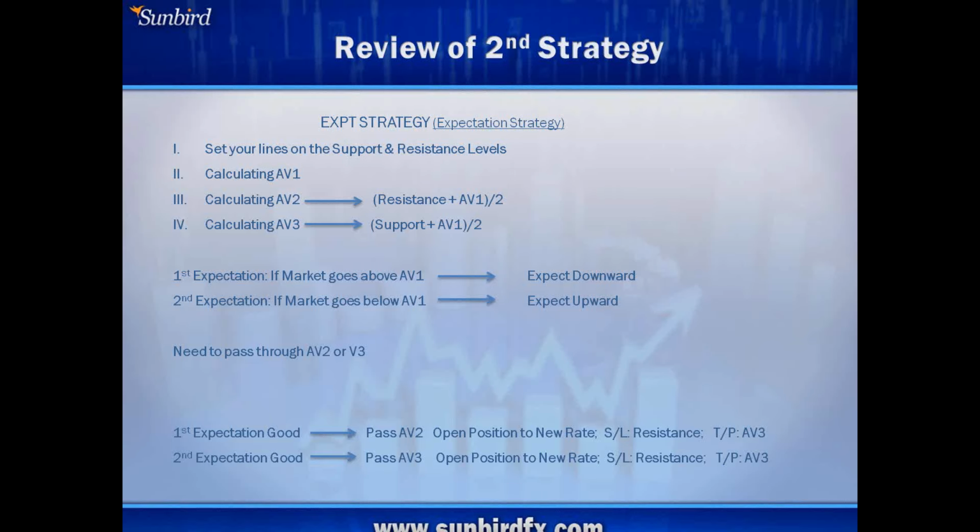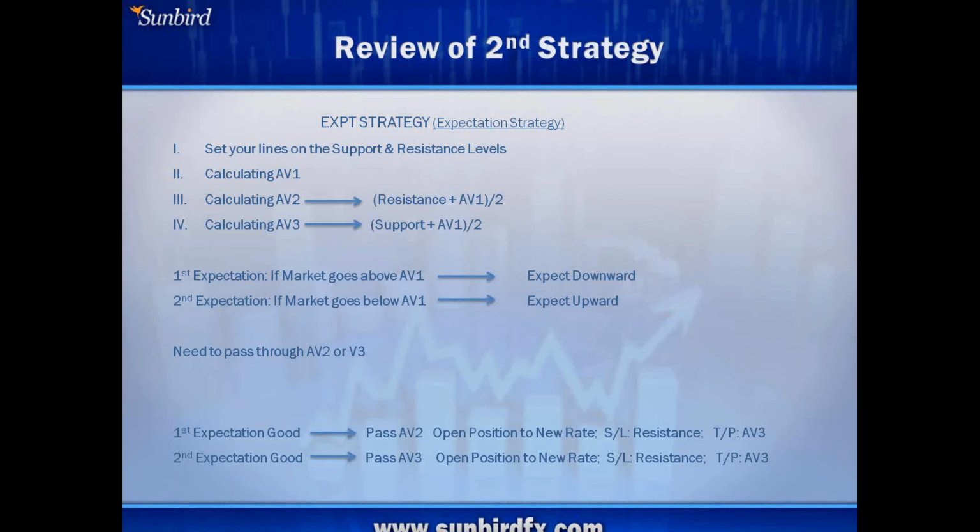Calculating average 2 is simply calculating the resistance rate plus the average 1 rate divided by 2, so you get the rate of average 2. And calculating average 3 is calculating the support rate plus the average 1 rate divided by 2, and you have your average 3 rate. Now, how do we start our EXPT strategy? It's simple. Now that we have set up our lines, our resistance, average 1, average 2, and average 3, we start expecting a couple of things.